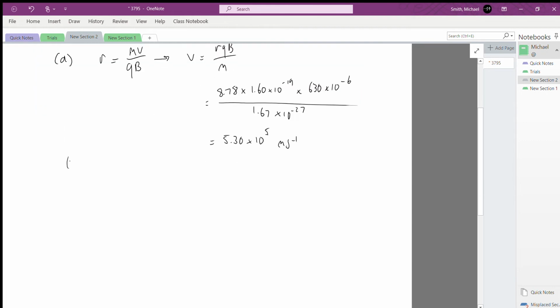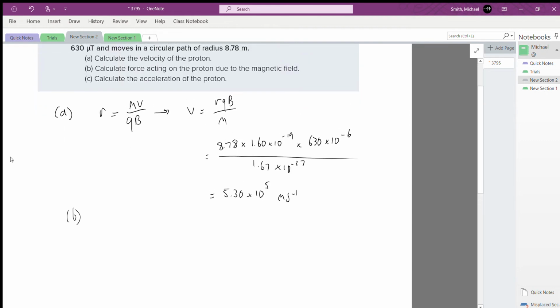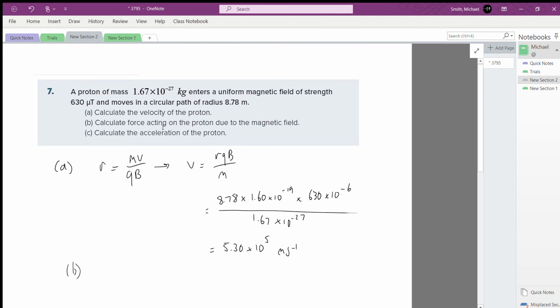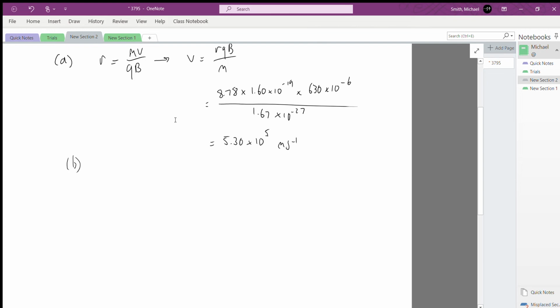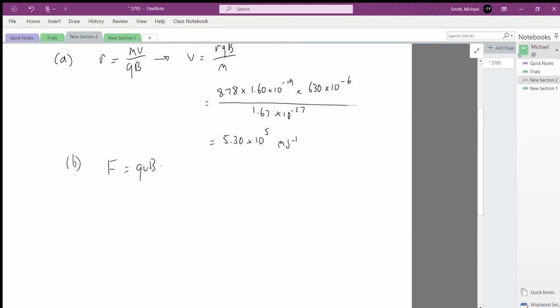Part B. Here we're trying to work out the force acting on the proton due to the magnetic field. Since it's moving in a circular path, it must be entering perpendicularly, so we're just using the relationship F equals qvB sine theta, where theta will be 90. That's just a matter of substituting in the values again.